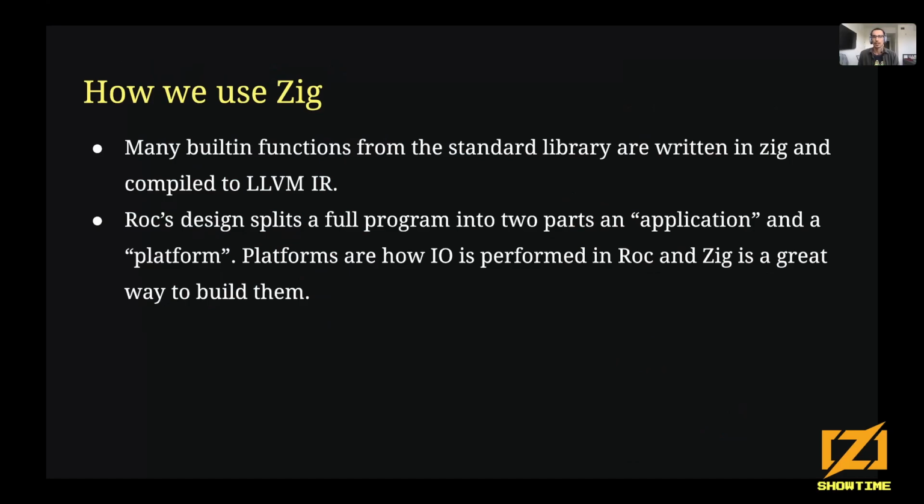Another way you could use Zig with Rock has to do with the way Rock is designed. Rock programs are always going to have two parts, right? An application and a platform. Platforms are how I/O is done in Rock, because otherwise the Rock language doesn't have any I/O, right? It's always provided by some kind of platform.